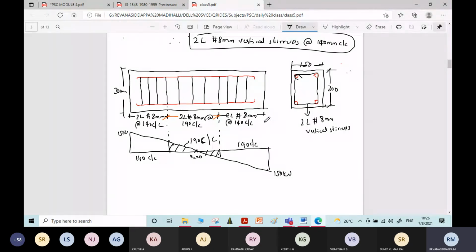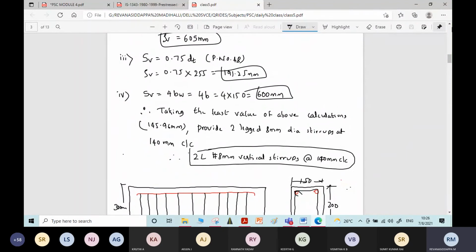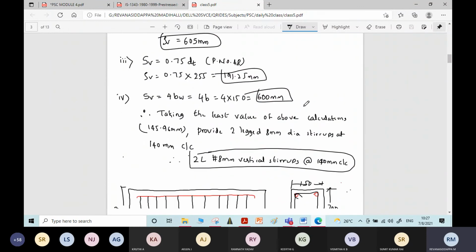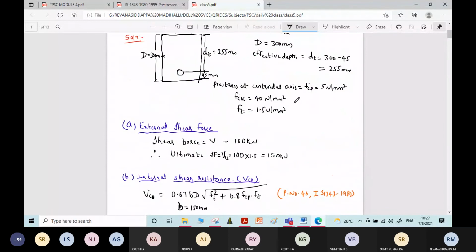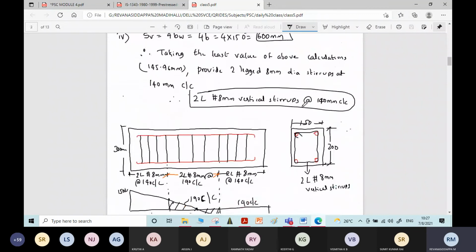So this completes the design problem. Very simple procedure. You can easily solve this design. You can easily perform the design. Any doubts in this problem, students? Any doubts? I hope it is clear for everyone.